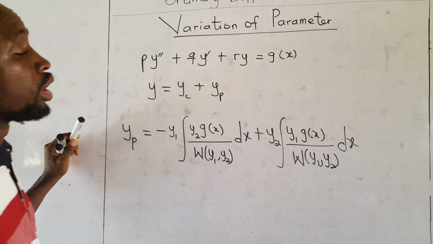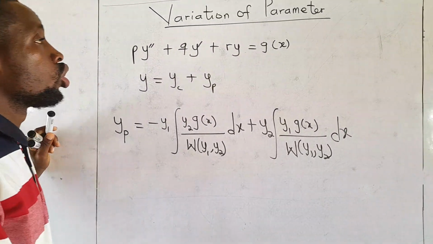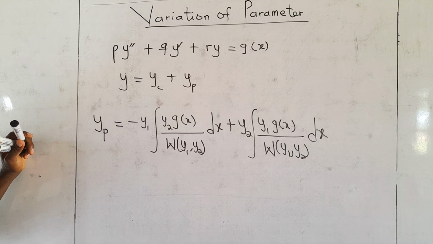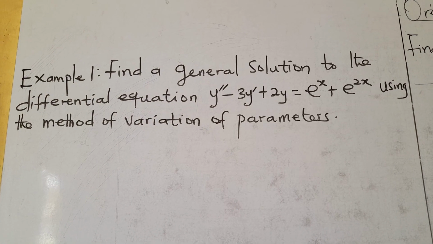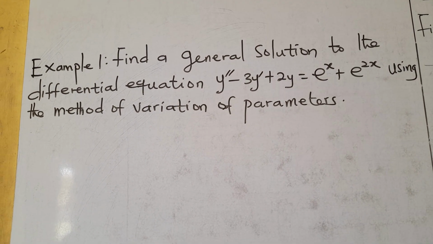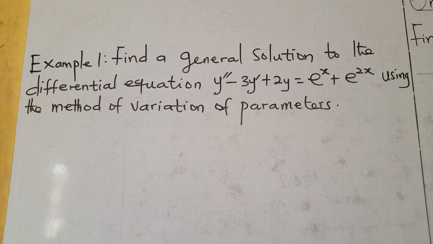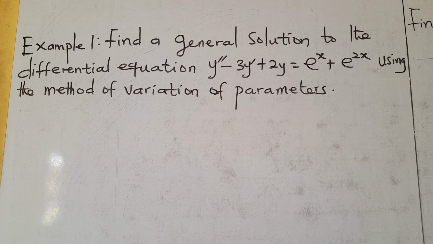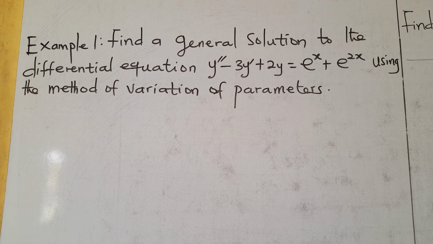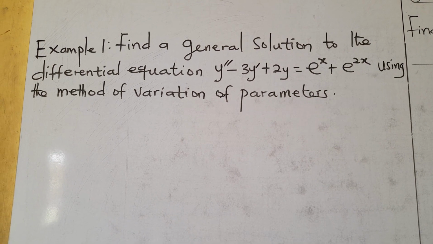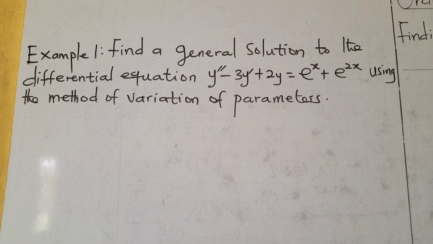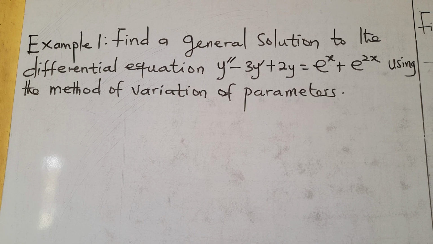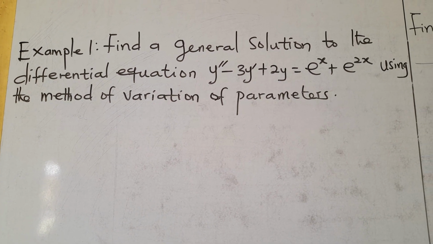So now we take some sample questions and see how we can find general solutions to non-homogeneous ordinary differential equations using the method of variation of parameters. Our first example says that we should find a general solution to the differential equation y'' - 3y' + 2y = e^x + e^(2x) using the method of variation of parameters. Even when we are not asked to use variation of parameters, if you try to use the method of undetermined coefficients here, you may fall short. So that's one importance of the method of variation of parameters.